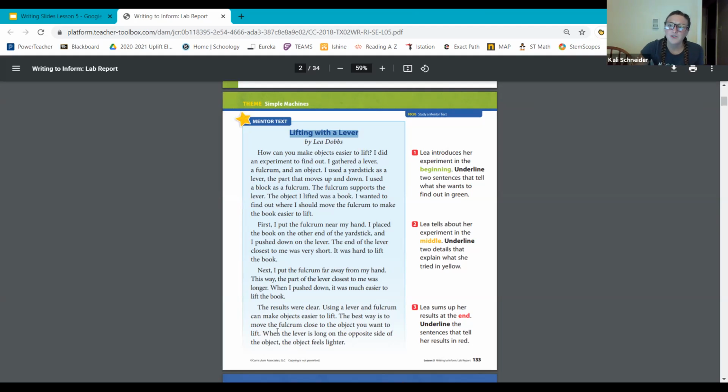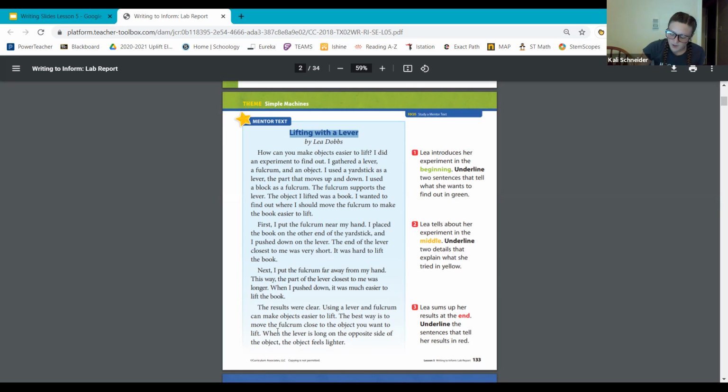Cool. So a fulcrum is just a piece in the middle. It's kind of like if you think about a seesaw, right? A seesaw has a fulcrum in the middle that goes back and forth. But if you put the fulcrum closer to one side, the part over here is going to need a lot more weight to push it up. But the part that's longer on this side won't need as much weight to push the other side. So her conclusion was that her lever should be longer in order for things to lift easier. So put your fulcrum closer to the object.